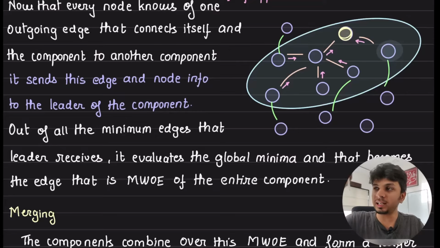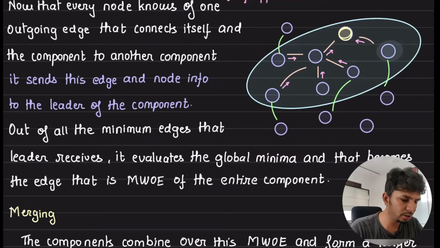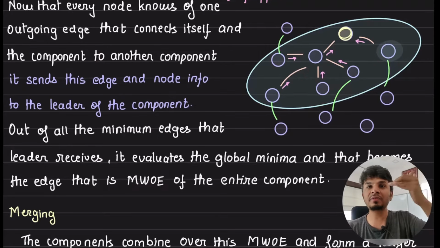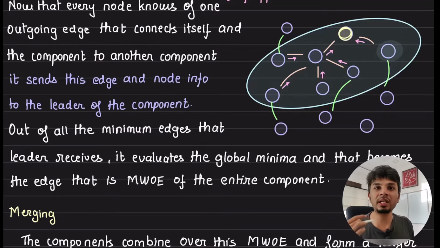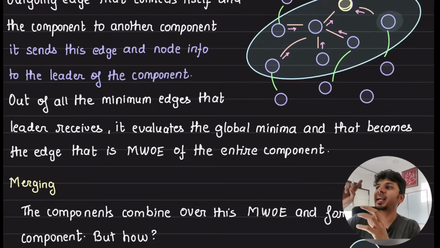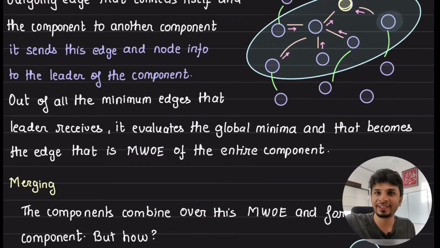Now, the leader would do a global minima of that. Out of all such peripheral nodes who have sent me one edge each, which one has the minimum weight, right? So this is how your leader would evaluate which one is the minimum weight. It would compute the global minima, and that's how it would know that I need our component to merge with that other component. And this is the idea behind this algorithm.